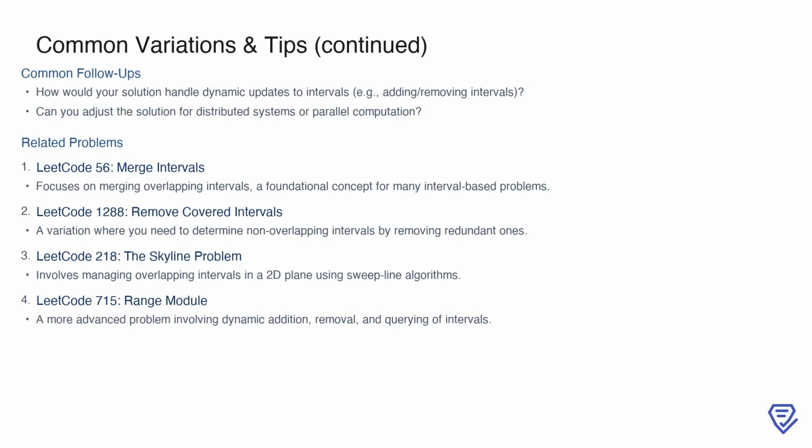For example, LeetCode 56, Merge Intervals, focuses on combining overlapping intervals, which is a fundamental skill for managing ranges. LeetCode 1288, Remove Covered Intervals, asks you to identify and discard redundant intervals, further testing your understanding of range management. LeetCode 218, The Skyline Problem, involves handling overlapping intervals in a two-dimensional space, often using sweep line algorithms. Finally, LeetCode 715, Range Module, is a more advanced problem that involves dynamically adding, removing, and querying intervals, making it especially relevant for solutions requiring flexibility.